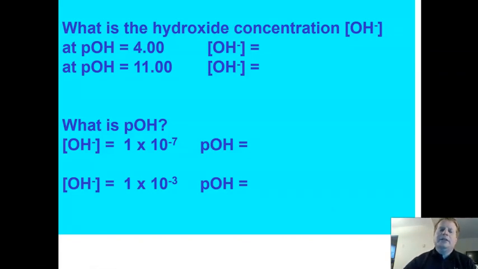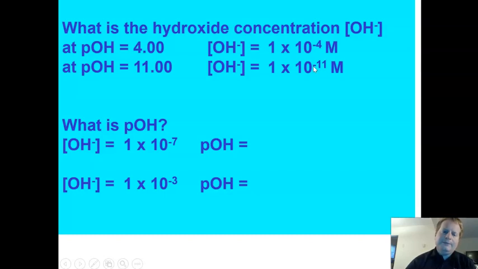So let's go backwards then. If the pOH is 4, what's the OH- concentration? 1 times 10 to the negative 4. Now, we're only allowed to do this because we have OH and OH. If the pOH is 11, the OH- concentration is 1 times 10 to the negative 11.